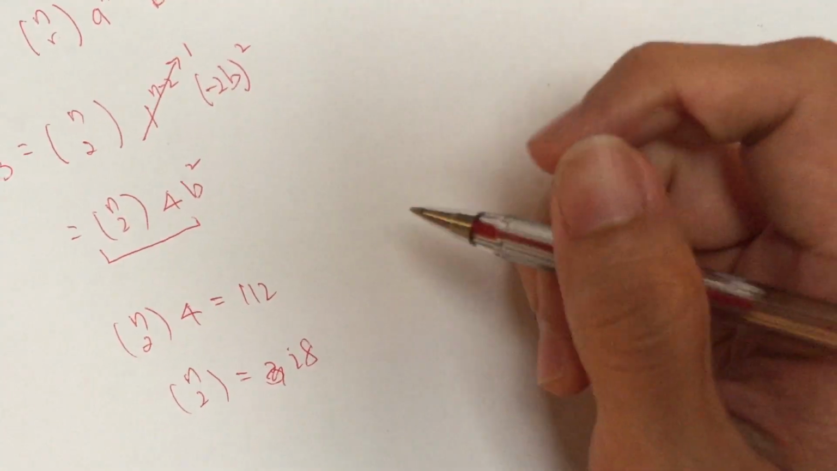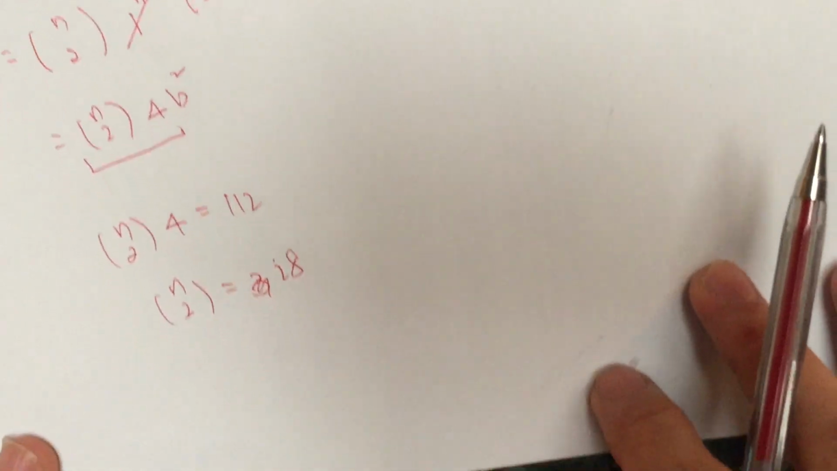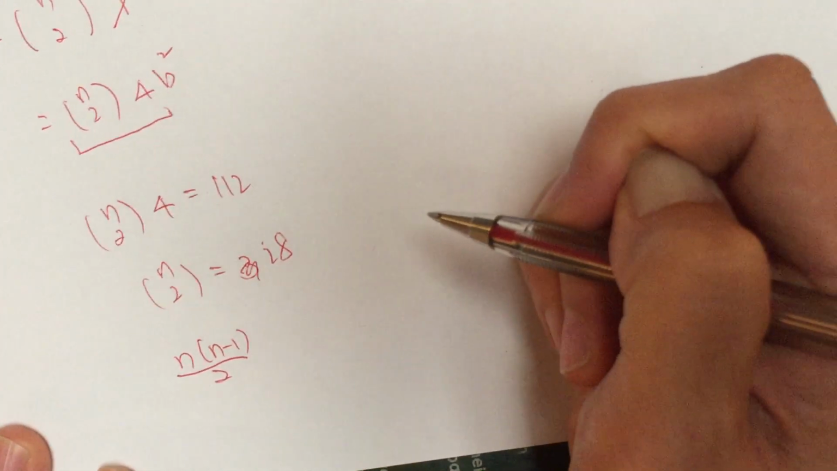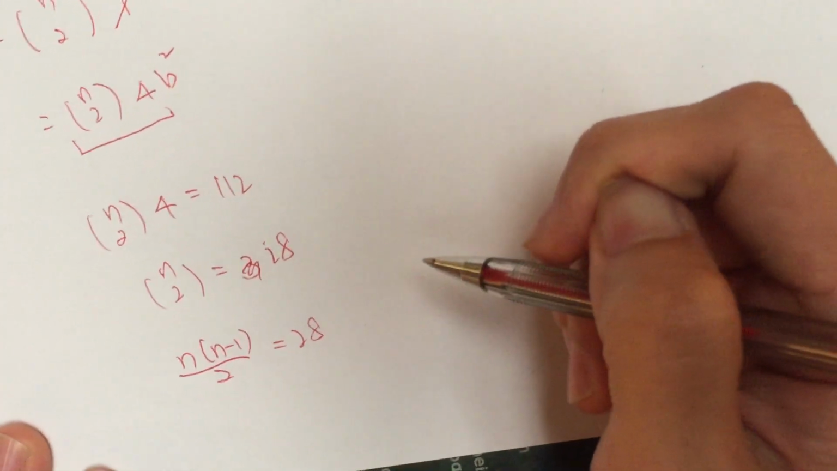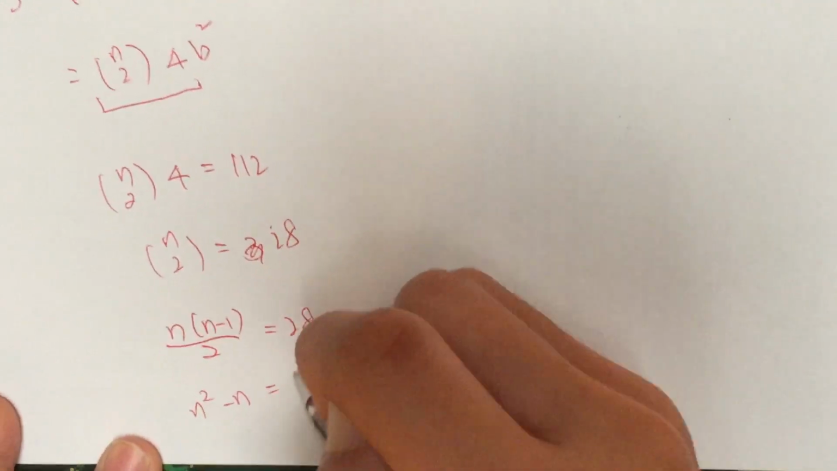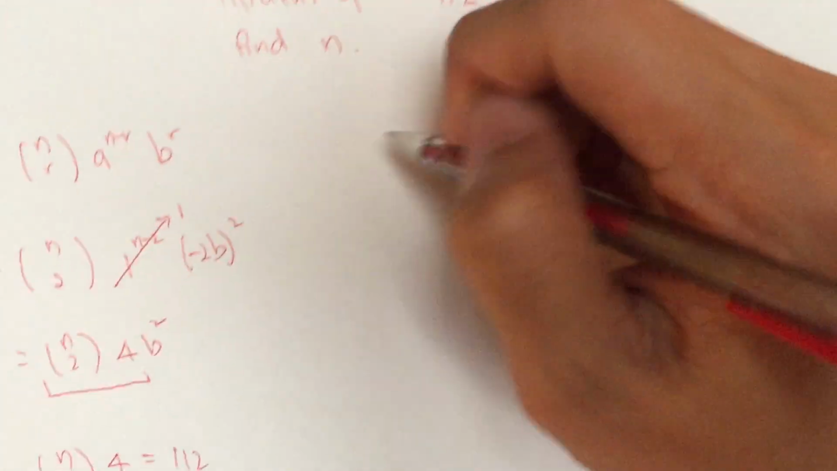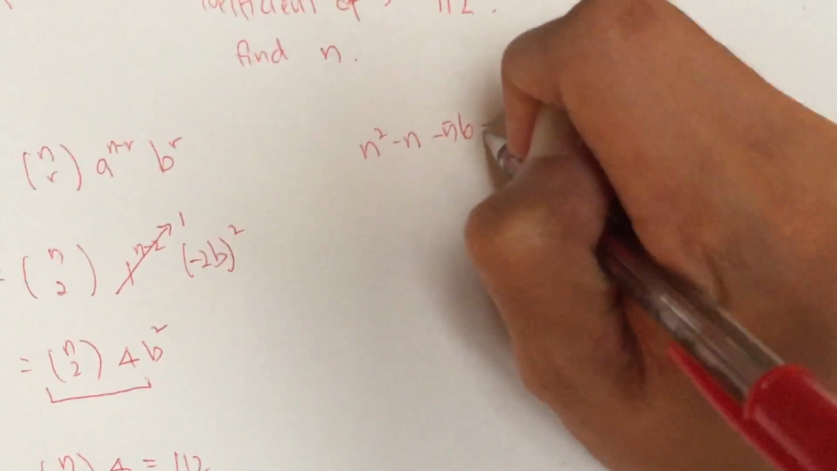Then what should I do? I don't know what this is, but I know I can rewrite this as n times n minus 1 divided by 2 factorial, which is 2 times 1, that gives me 2, equals 28. Then I know how to carry on from here, right? n squared minus n is equal to 56. And let me move over here. So n squared minus n minus 56 must give me 0.